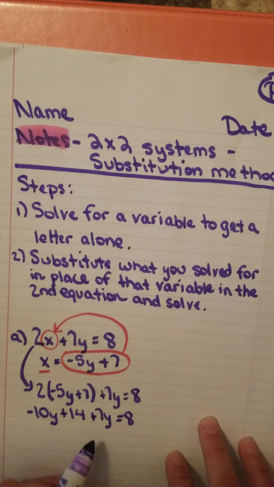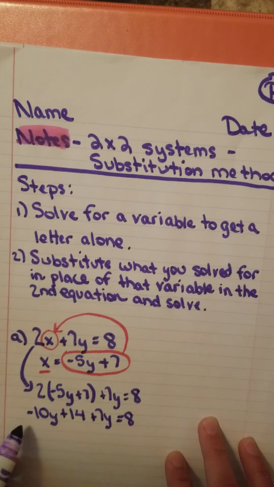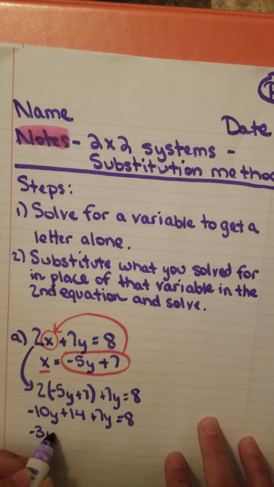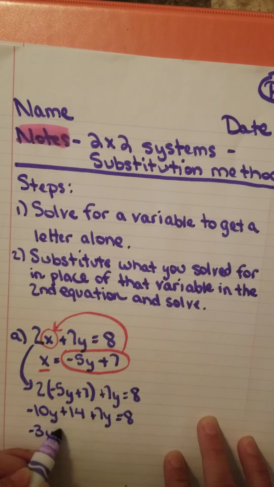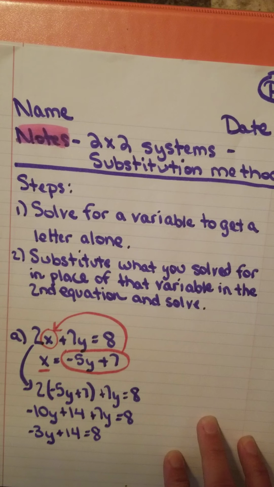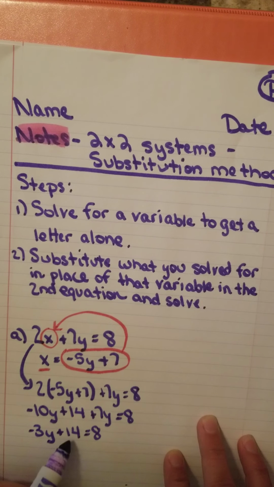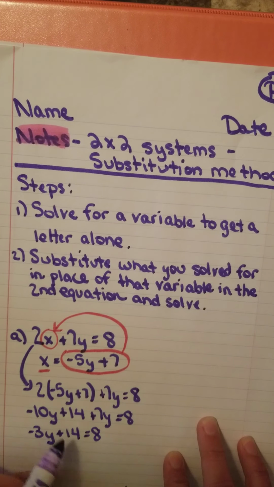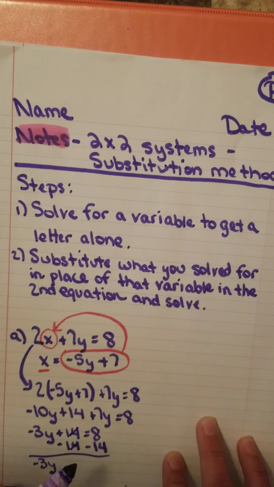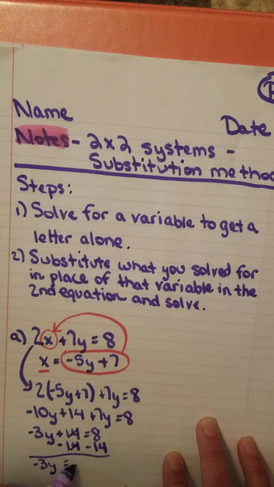Next step, I can combine like terms. I can combine my y's. This is a negative 10. Negative 10 plus 7 is negative 3. So we have negative 3y plus 14 equals 8. 2 more steps. I need to get the 14 away from the y. So instead of plus 14, I'm going to subtract 14 from both sides. 14's cancel. So we get negative 3y equals 8 minus 14, which is negative 6.